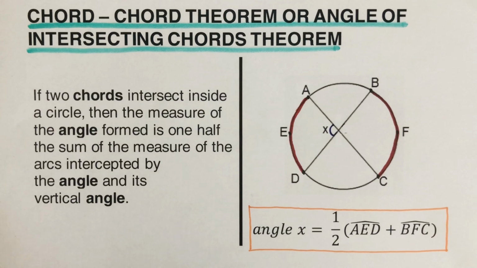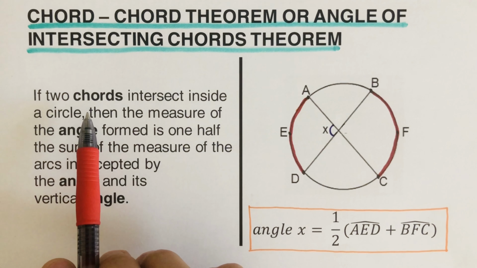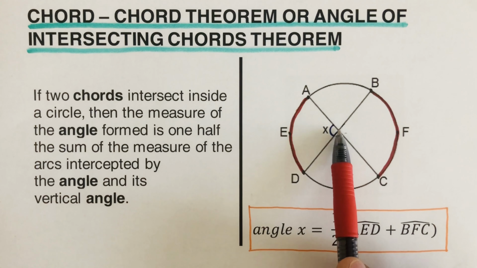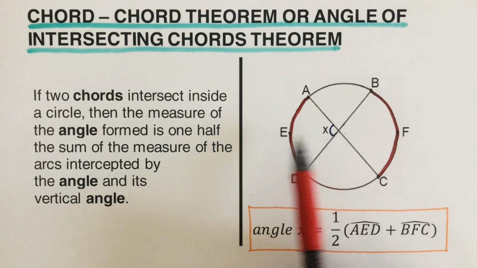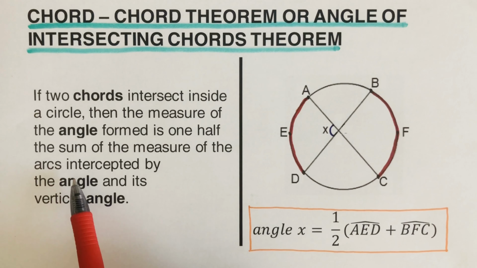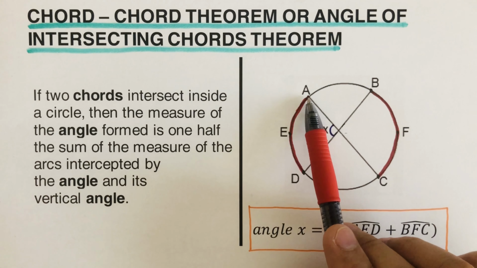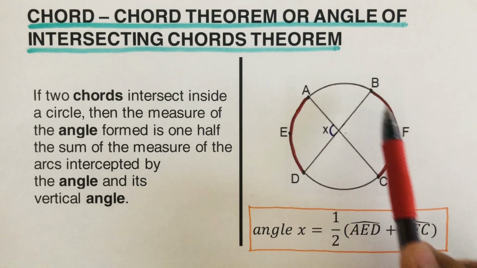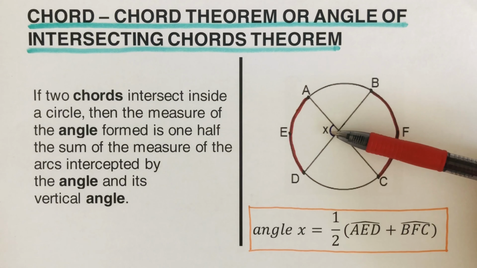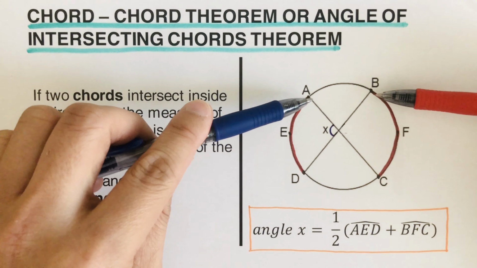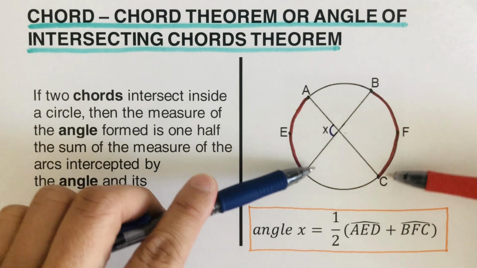The statement for this theorem is that if two chords intersect inside the circle, then the measure of the angle formed, the measure of angle X, is 1/2 the sum of the measures of the arcs intercepted by the angle. So these two arcs, the sum means that we add them up. These two intercepted arcs shall be added, and we take half of it, and that would be the measure of this angle right here. So in this picture, the measure of angle X is equal to 1/2 of the sum of these two red intercepted arcs.